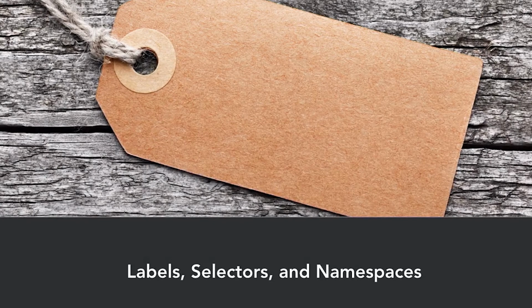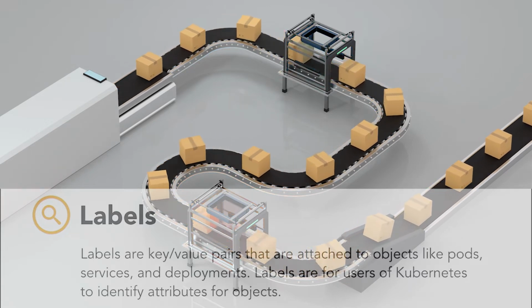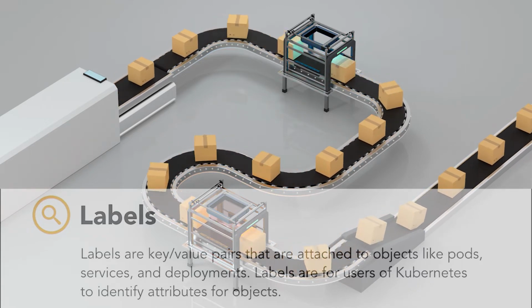The last must-know concept to build applications are labels, selectors, and namespaces. These constructs allow us to annotate and organize our applications so that when we have a lot of them, Kubernetes operators still understand what's going on holistically. Labels are key value pairs that are attached to objects like pods, services, and deployments.